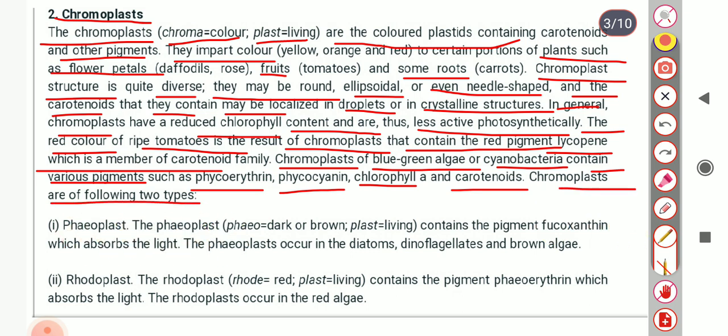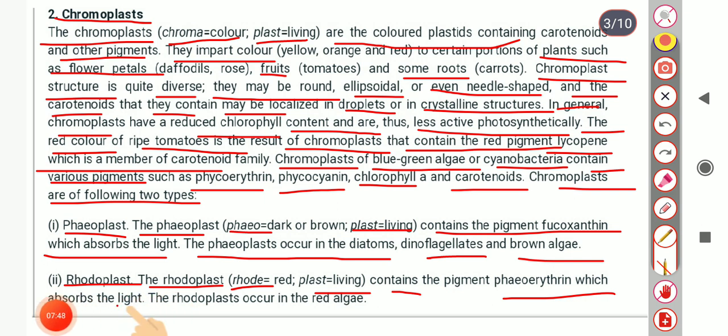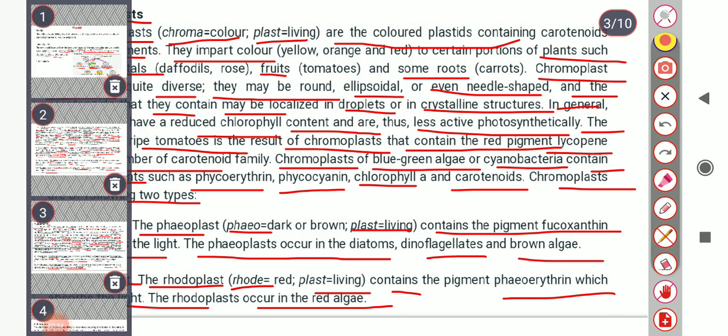Chromoplasts are of the following two types: phaeoplast and rhodoplast. Phaeo means dark or brown, plast means living. It contains the pigment fucoxanthin which absorbs light, and phaeoplasts occur in diatoms, dinoflagellates and brown algae. These phaeoplasts occur mostly in algae. The rhodoplast: rhodo means red and plast means living. It contains pigments like phycoerythrin which absorb light, and rhodoplasts occur in red algae. This is all about chromoplast.